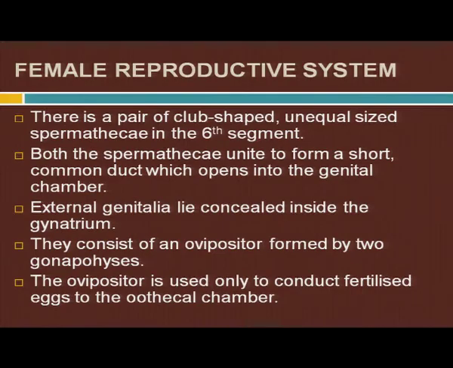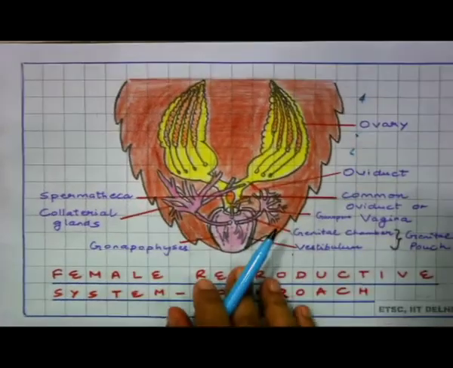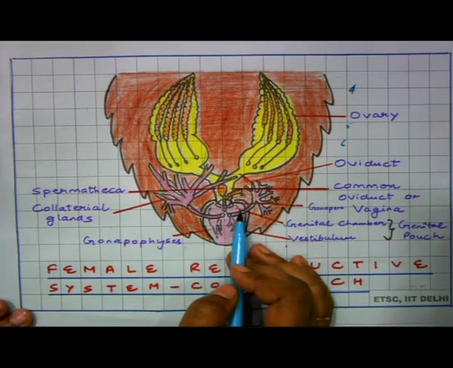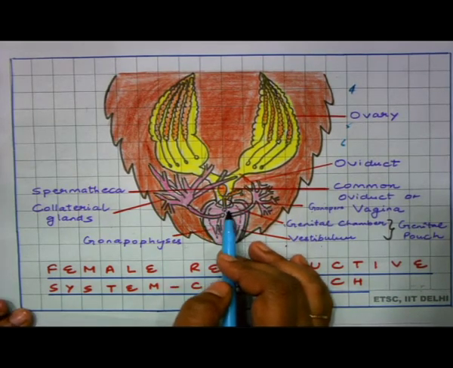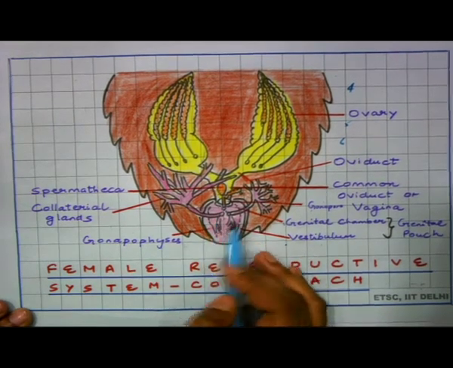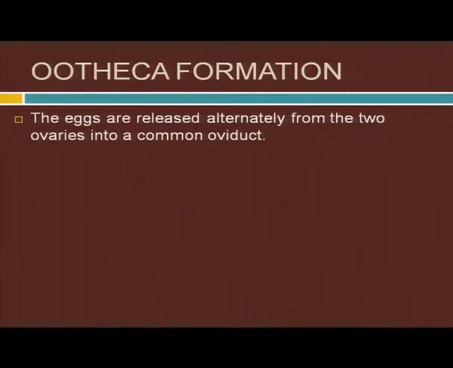The ovipositor is used only to conduct the fertilized eggs. So, fertilization can occur when the sperm meets the ova, and only the fertilized eggs will lead to the oothecal chamber with the help of the ovipositor. So, we are saying that instead of eggs, ootheca is formed in the case of female cockroaches.